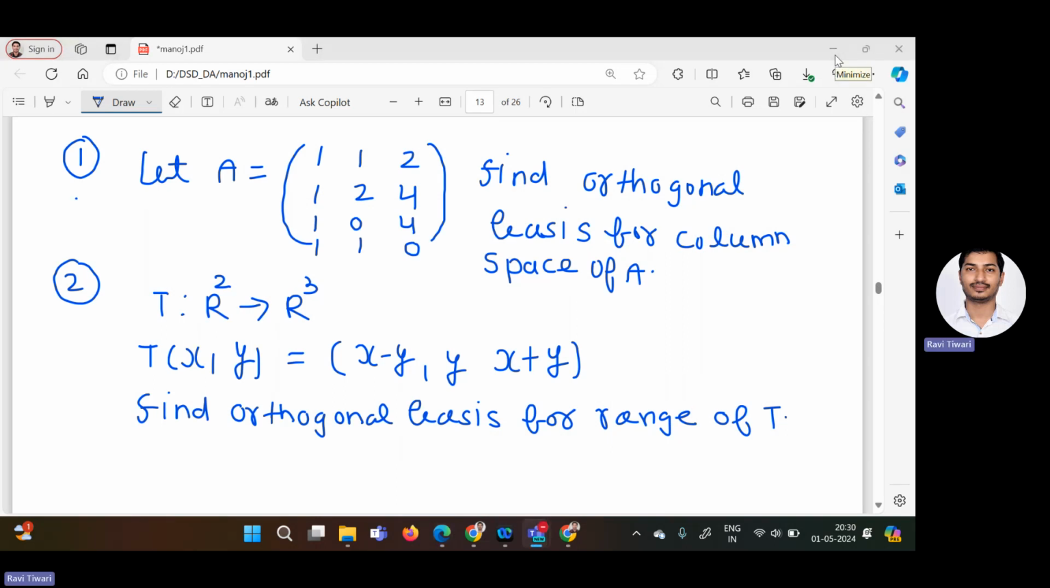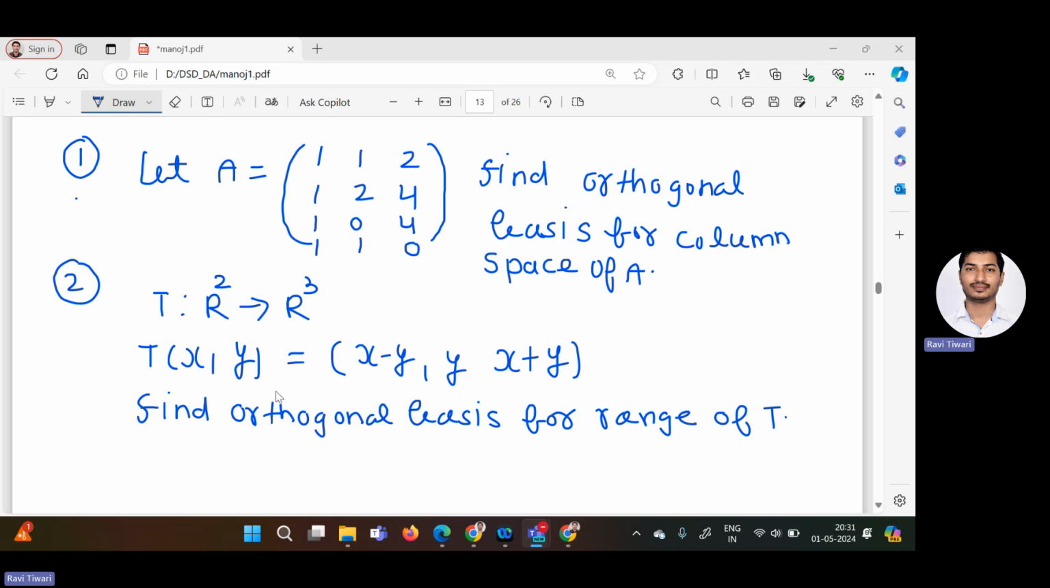Hello everyone. Now I am going to discuss some problems based on orthogonal basis. In the first question, a matrix is given, A equals [1 1 2; 1 2 4; 1 0 4; 1 1 0]. We have to calculate an orthogonal basis for the column space of A.